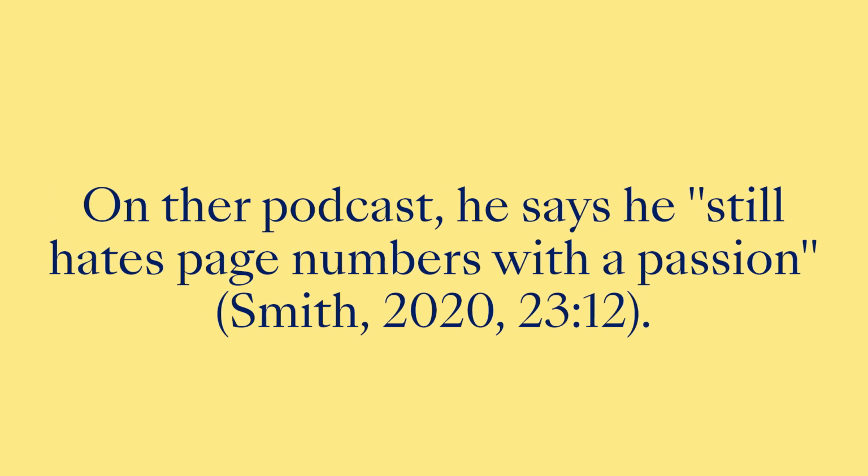For longer or more complex texts, you can often cite a section or chapter title, or you can cite a section title and paragraph number for extra accuracy. And for audiovisual sources such as podcasts, you can cite a time code. This means the exact time in the source that the quote occurs. For example, on the podcast he says he still hates page numbers with a passion. Smith 2020, 23:12.